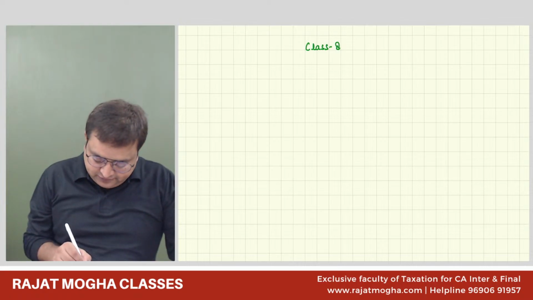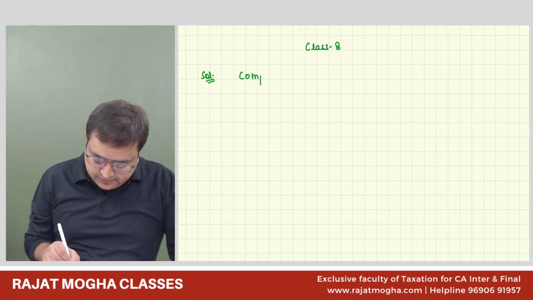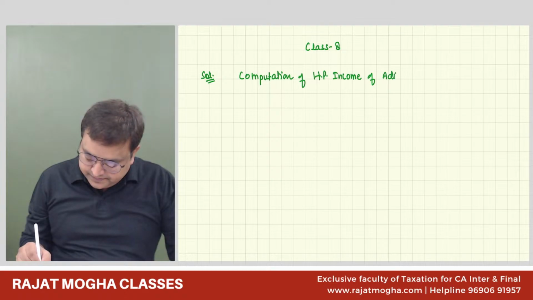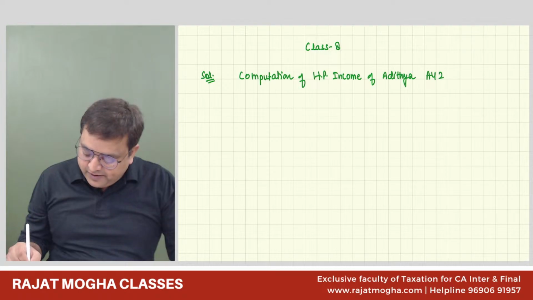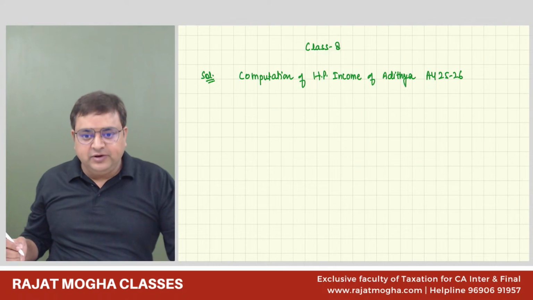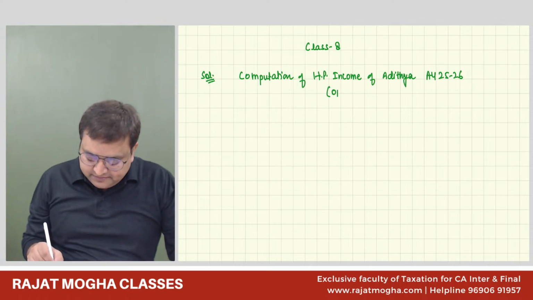So let us write the solution. Computation of house property income of Aditya. This is assessment year 25-26. They are telling us to do it with both the regimes. So let us first calculate by the optional regime.